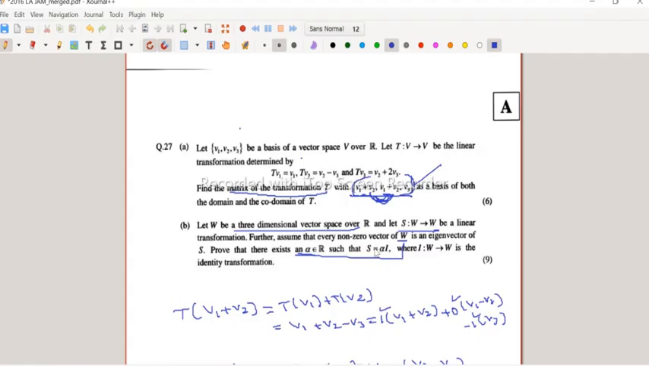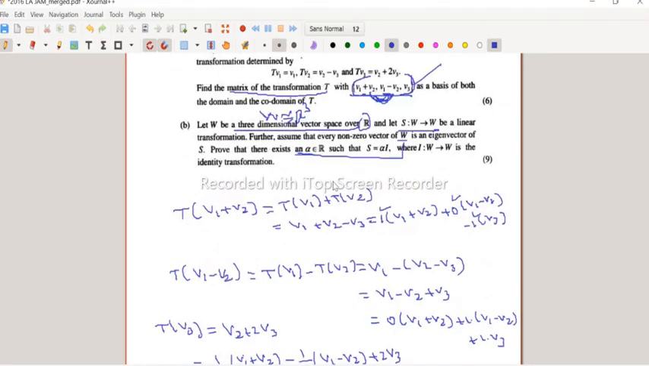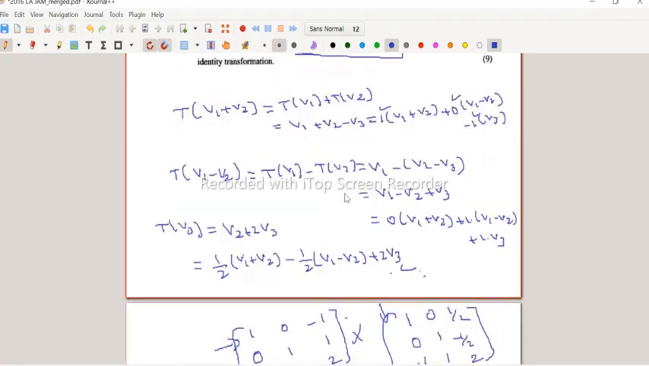Because W is a three-dimensional vector space over R, we already know that W should be isomorphic to R3. Any three-dimensional vector space over R we can view as R3. So this S is actually a function from R3 to R3. And if every non-zero vector is an eigenvector of S, then we have to prove that S should be a scalar transformation, that is alpha times I. Anyway, we have to work something out for this one.